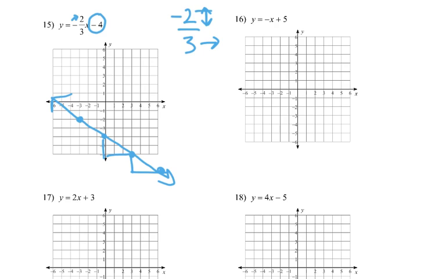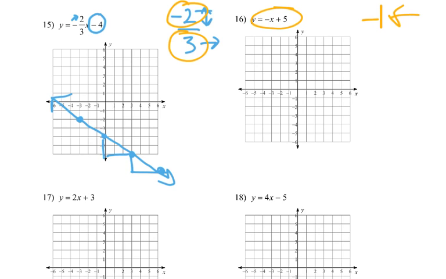Now 16 looks a little different, right? Because you just have a negative x. Well, whenever you have a negative number, that coefficient, when you don't have the number there, that coefficient is always 1. Okay. Now, notice, with the fraction, the top number tells us if we go up or down, and the bottom if we go to the right.